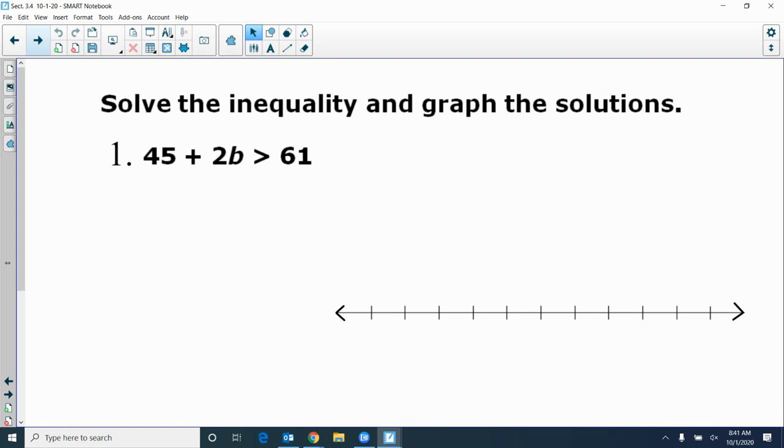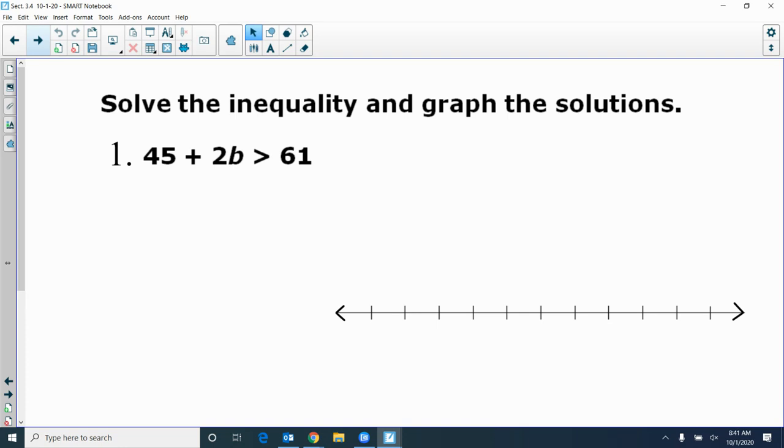But when it's greater than, there's more than one answer. We use the same steps we did here, with the only exception you have to watch: anytime you multiply or divide by a negative, what do you have to do to the inequality sign? You got to flip it. That rule still applies.